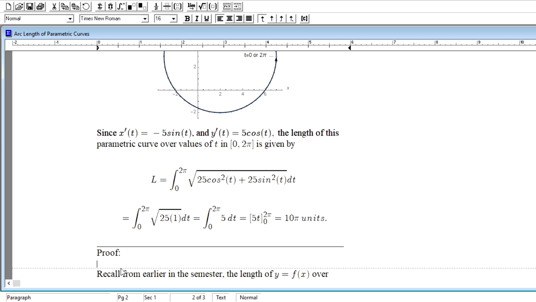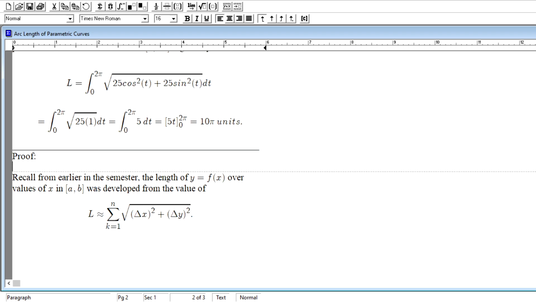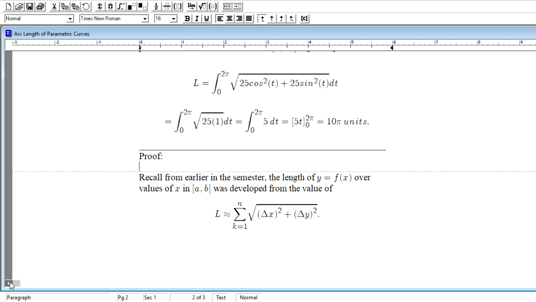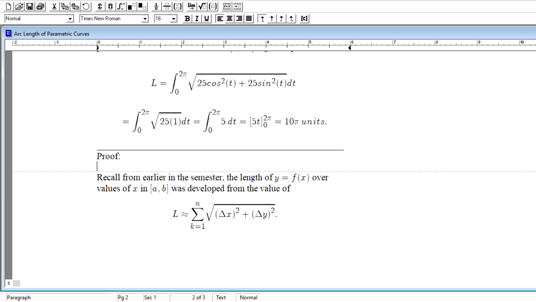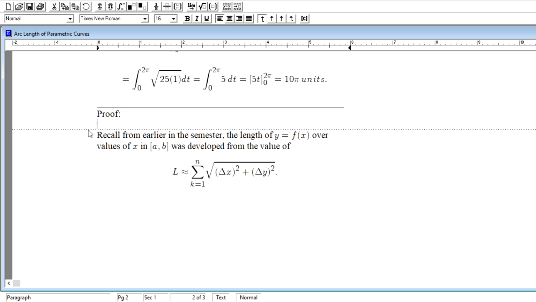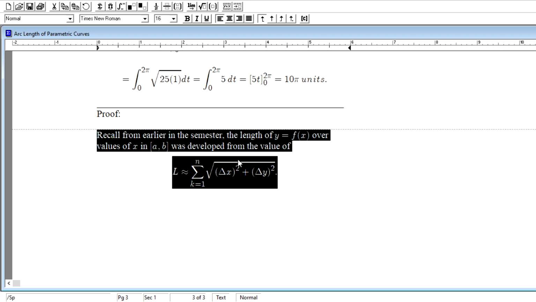If we get into just a little bit of proof, I always like to prove as much as I can. If I look at the proof here, this proof does build upon what we understand for arc length developed earlier in the semester. If you go back to when we presented arc length, I think it was back in chapter 6, section 6.5, where we talked about arc length.